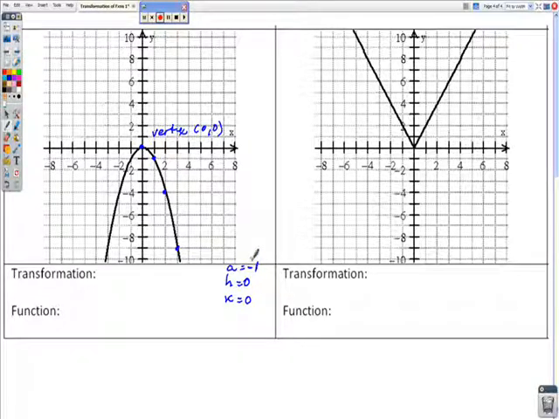Okay, so our transformation is not a shift because the vertex didn't go anywhere. But we can say it's a reflection. We can either say across the x-axis, or we can say in the line y equals 0. Either is the same.